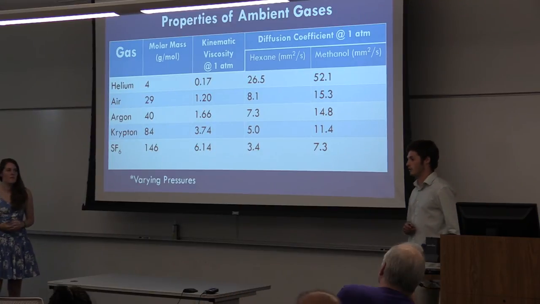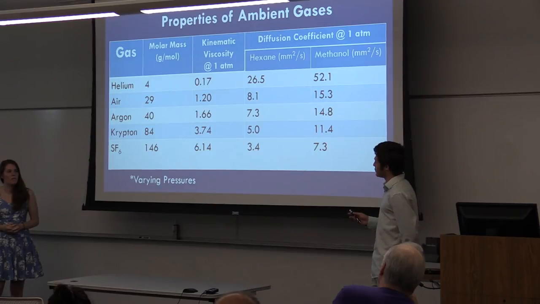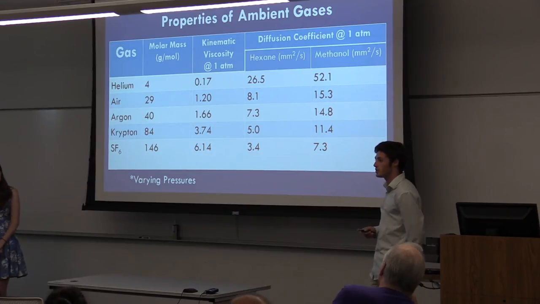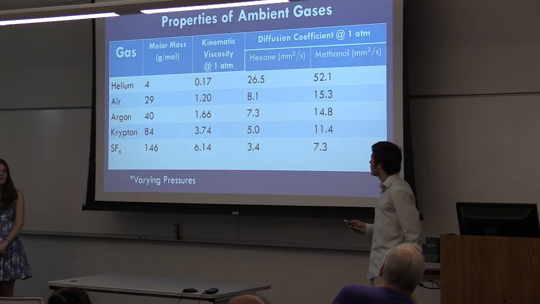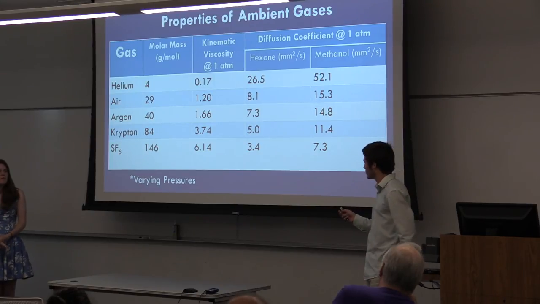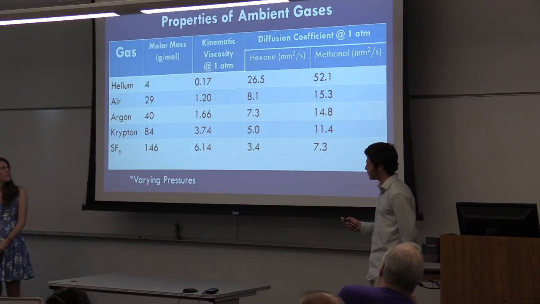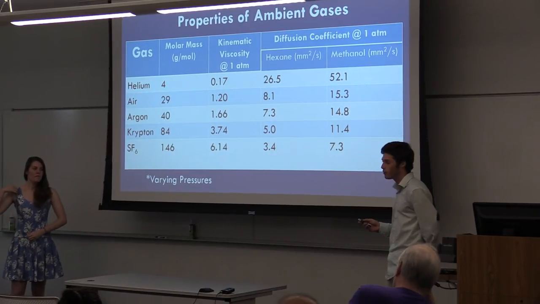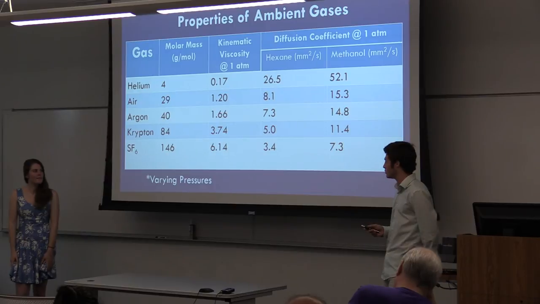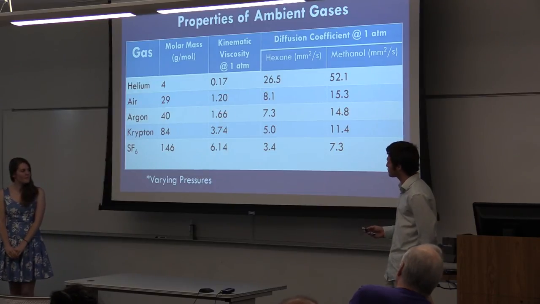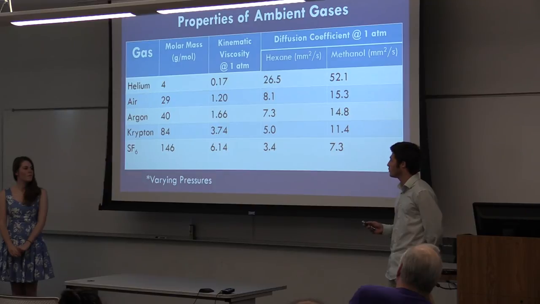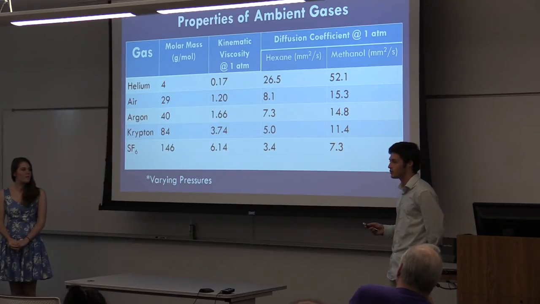But we also wanted to change the ambient gas. The pressure chamber allows us to do this, and we decided to test 5 different gases with all different kinematic viscosities, which is the fluid resistance due to gravity, and the diffusion coefficients, which is basically the same thing, and that also is affected by the ambient gas. But methanol is also very interesting, because methanol and air have about the same molar mass. So we wanted to see how that would affect the evaporation rate and the diffusion and convection contribution. We also looked to vary pressures. Pressures affect variables in both the diffusion and convection contributions, and we were looking to vary the evaporation rates with different pressures and see if we could find any trends.